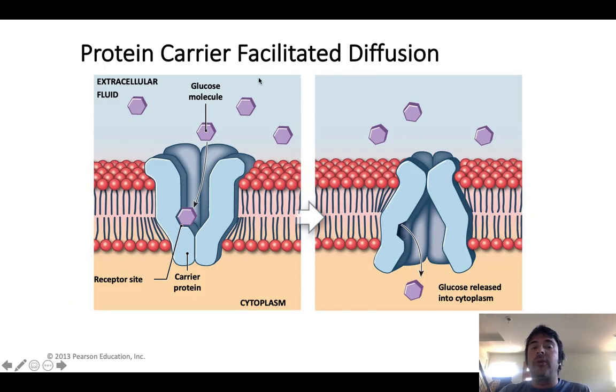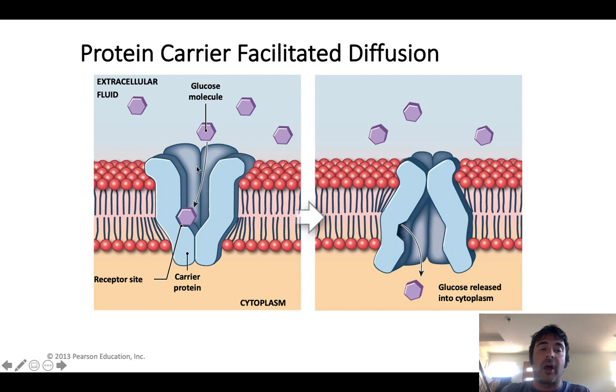Then you have protein carrier facilitated diffusion, which is our final transport process. So you have simple diffusion, channel-mediated facilitated diffusion, and protein carrier-mediated facilitated diffusion. Notice that this carrier is large. It doesn't exist in just an open state. It needs to bind to its solute particle, change its shape, and kick that solute particle into the cell.